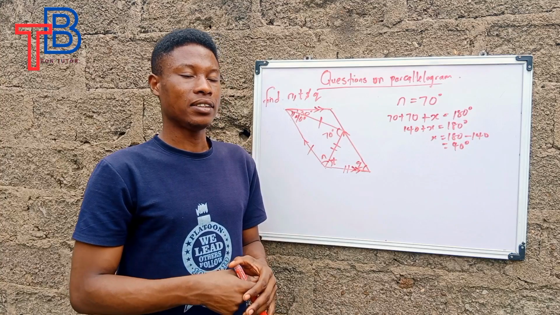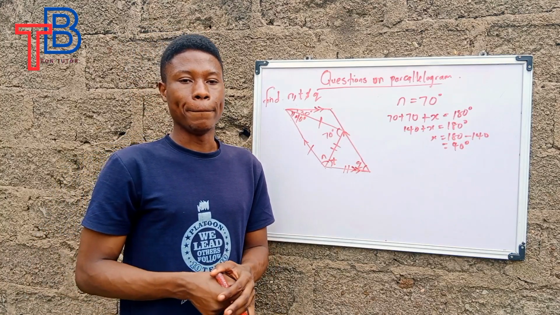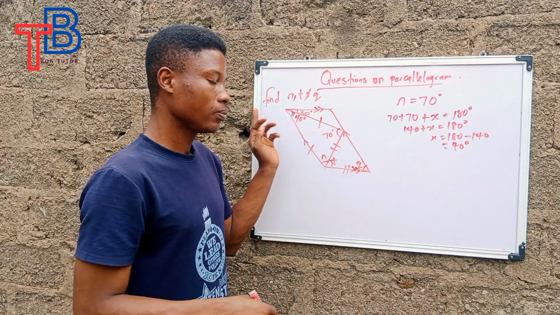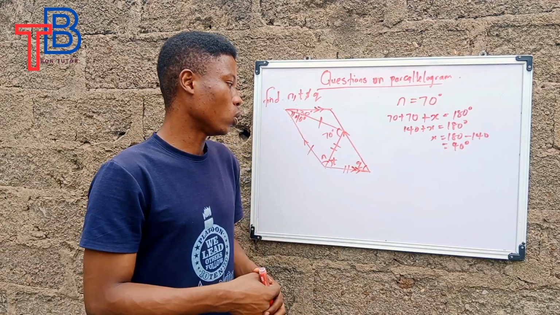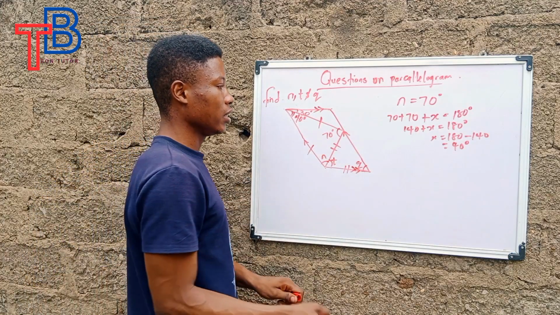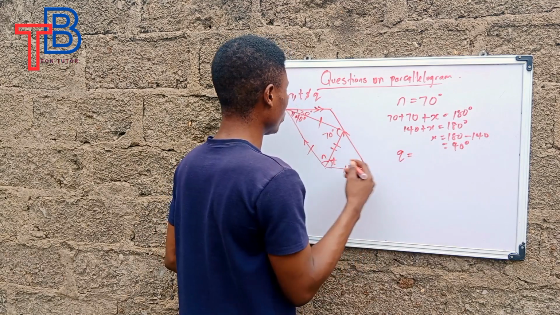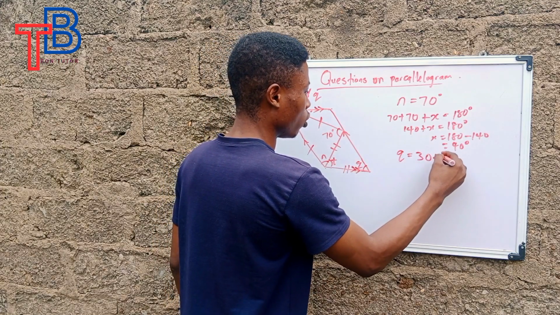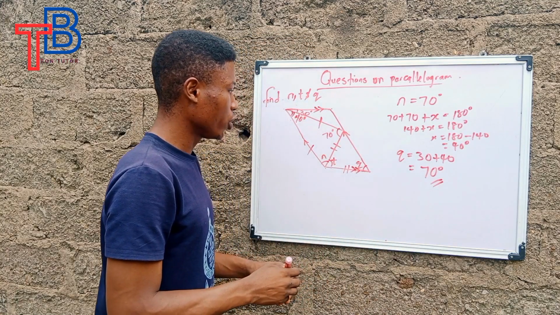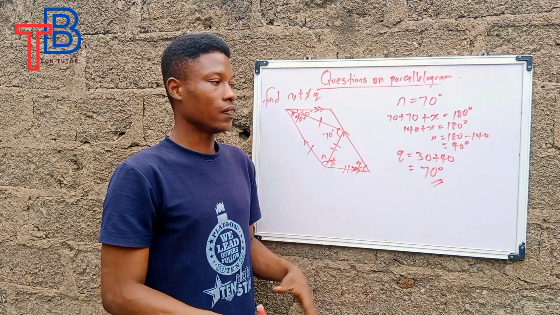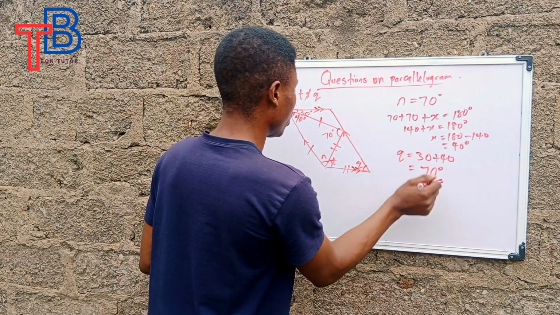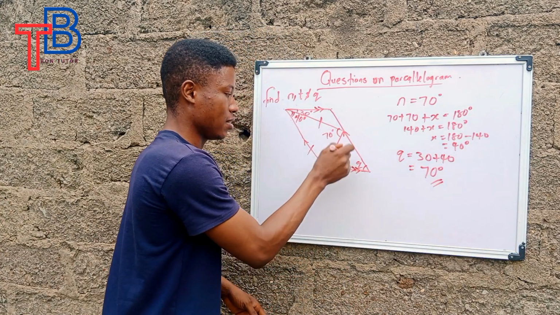And remember that we said in a parallelogram, the two opposite angles are also equal, which means our q will be equal to the total angle that we have here. Therefore, our q will be equal to 30 plus 40, which equals 70 degrees, which means our q will be equal to 70 degrees. We've gotten our n to be 70, we've gotten our q to be 70, we need our t.